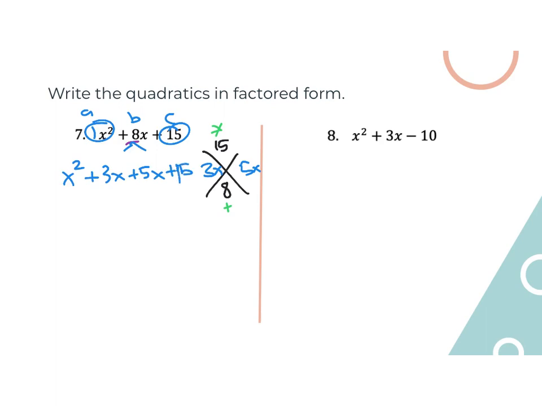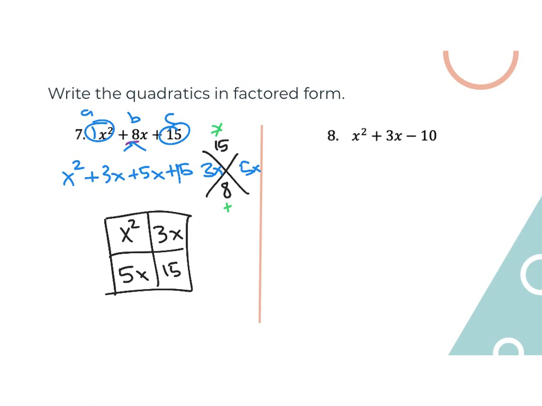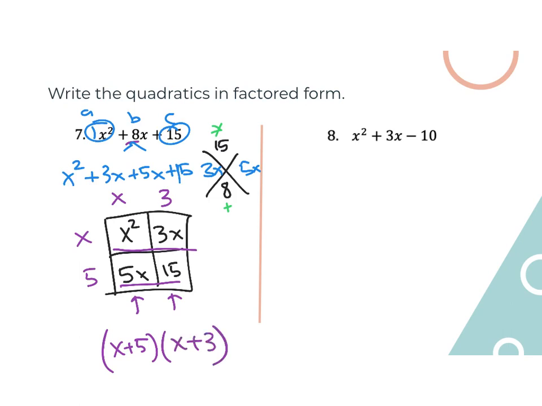All right. So inside my box, those are my products. My products are x squared, 3x, 5x, and 15. Now let's look at our GCFs. So x squared and 3x, I can take out an x. 5x and 15, I can take out a 5. X squared and 5x, I can take out an x. And 3x and 15, I can take out a 3. So my factored form here is x plus 5, x plus 3.